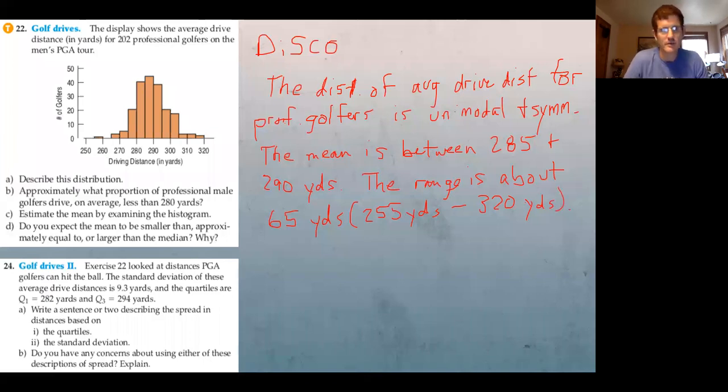And finally, the outliers. I'm not sure I'd call that low one an outlier, but I do want to note that there's a gap. So I would say there is a gap from 260 to 265 yards. And as far as I'm concerned, as far as any AP reader is concerned, that is describing the distribution really well. You've covered all the important stuff. So hopefully that's good and helpful.